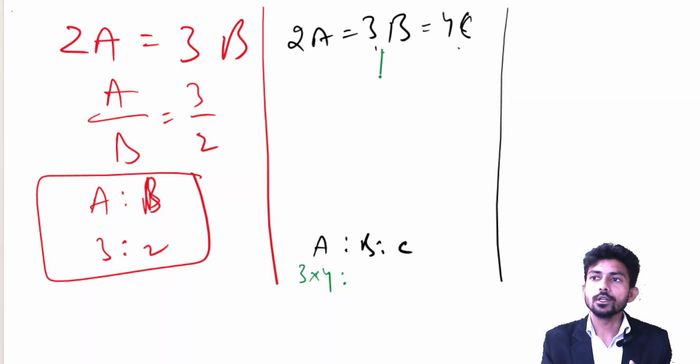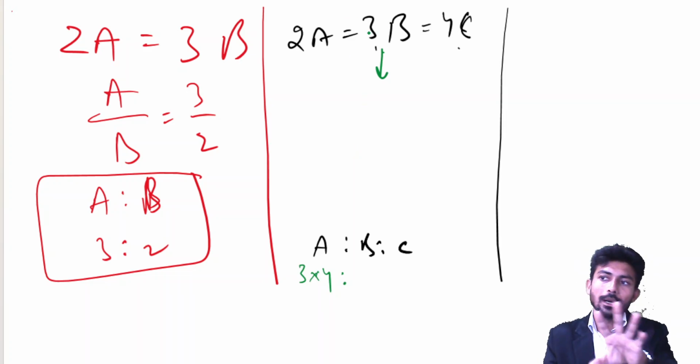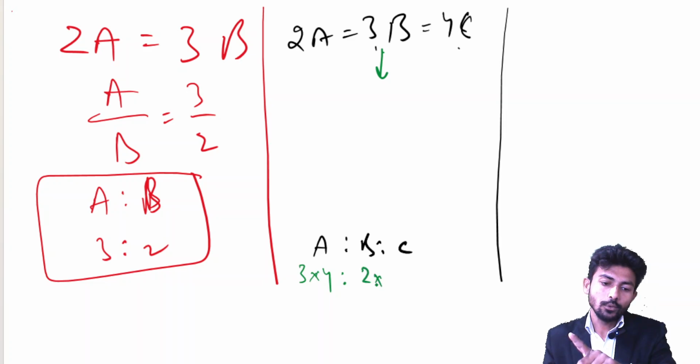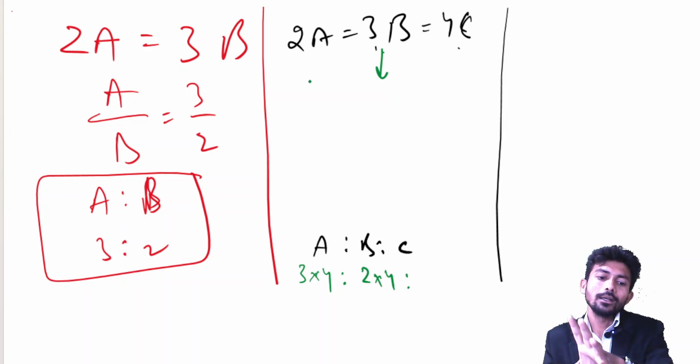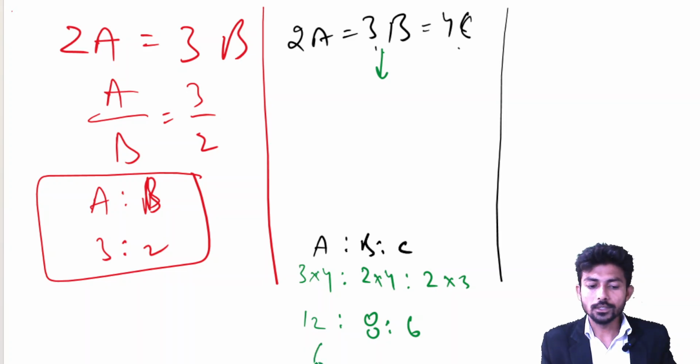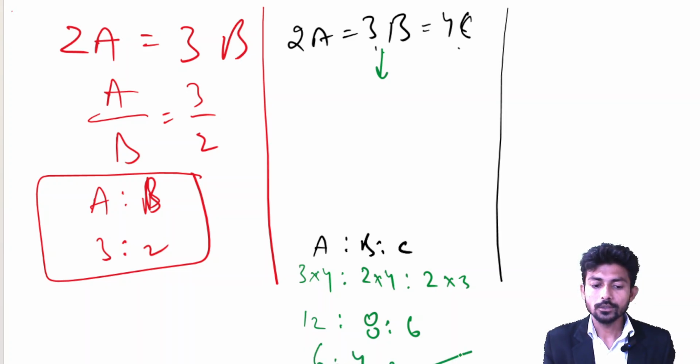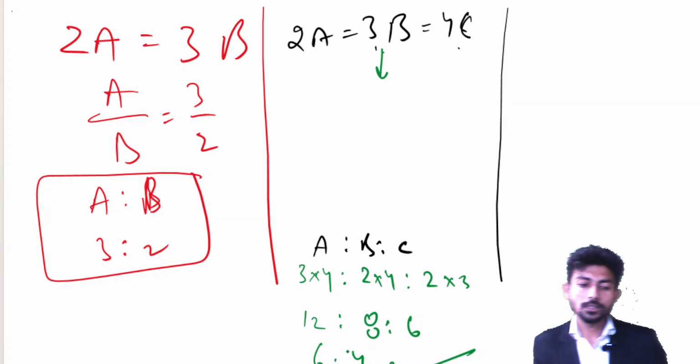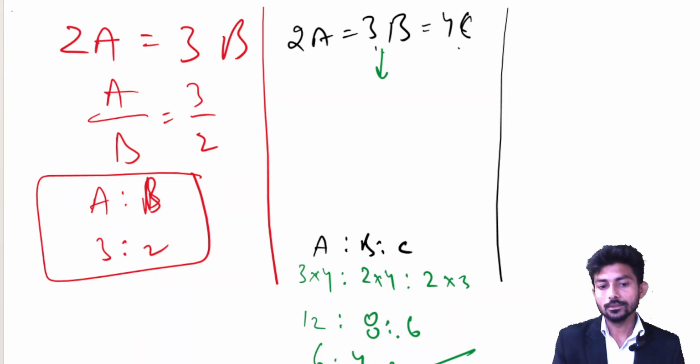Similarly, in order to find the ratio for B, I will hide the B part and I will multiply the coefficients of A and C, so those will be 2 and 4. Similarly for C, I will hide the C part and I will multiply 2 and 3. So this will give us 12, 8 and 6. Further, this can simplify to 6, 4 and 3. So this is the ratio of A, B and C.